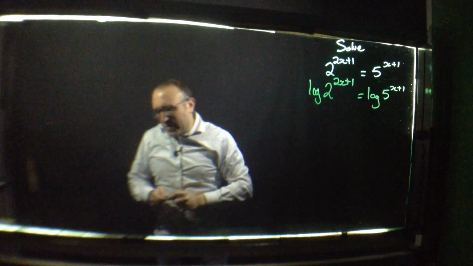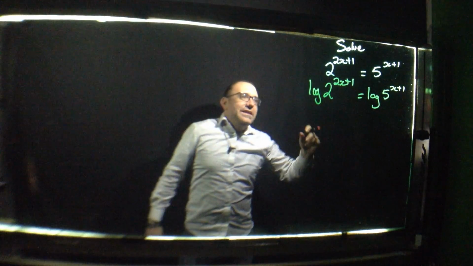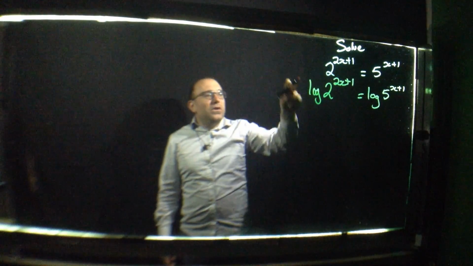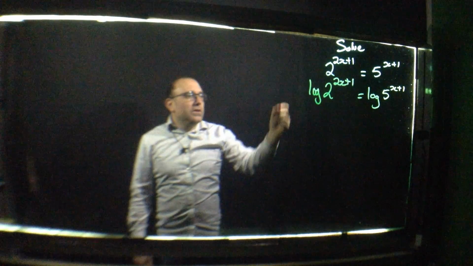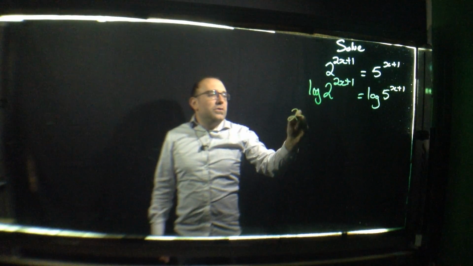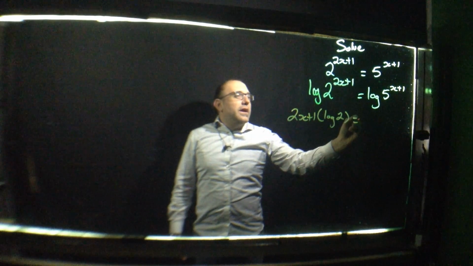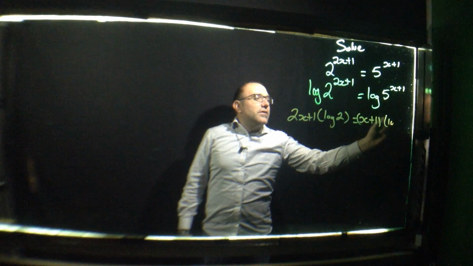Now we can apply a rule which we learned in this topic, where we can bring the 2x plus 1 over, same thing for x plus 1, in front of the log. So then I shall do that: 2x plus 1, log of 2, and then same thing right over here, x plus 1, log of 5.